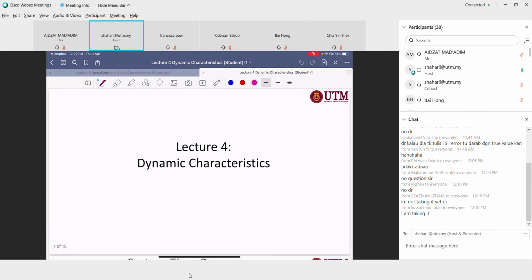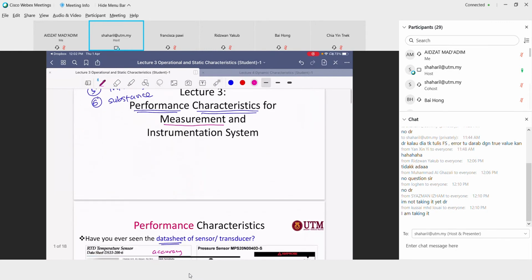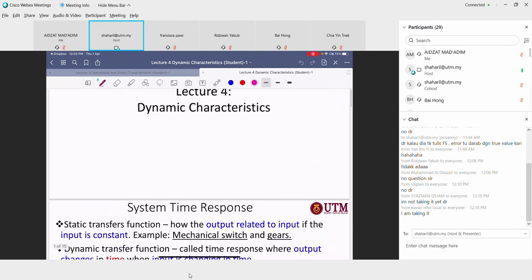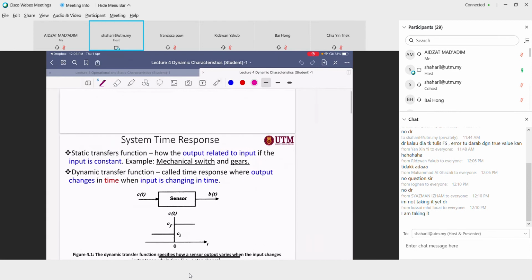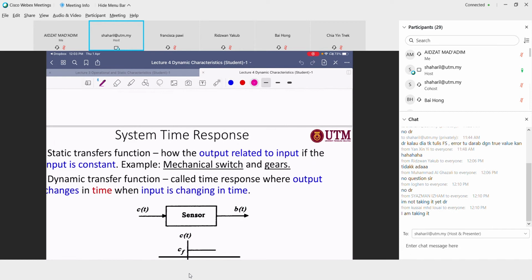Alright. Okay, next topic is about dynamic characteristic. Okay, we are in the topic performance characteristic. So the three types are operational, static and error and accuracy, and dynamic. Okay, now we look into the dynamic characteristic. Dynamics, of course, are some parameters that will change over time. Okay, this is the dynamic characteristic.